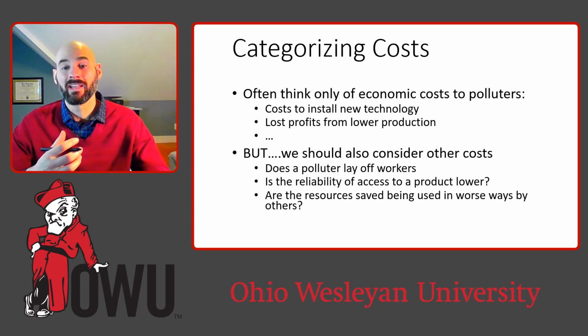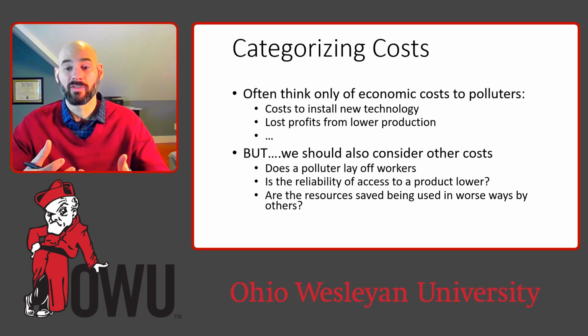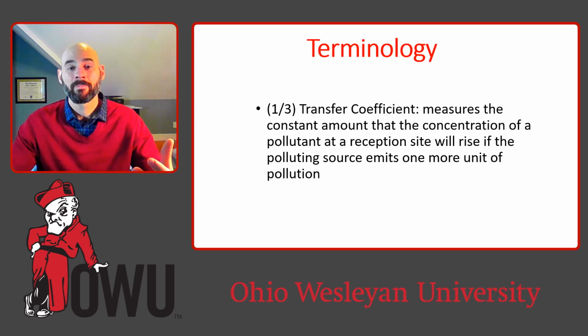Is there a reliability of access to the product, which is going to be impacted by this as well, especially if it's a product that is needed, like a mask in a pandemic? Is the cost of the product going to increase for the people who need to buy it? And that depends on the elasticity of the demand for that product. So really, it's short-sighted, how we typically think about these costs, but when we do a proper cost-benefit analysis, we want to think about all the costs of regulation as well as all of the benefits.